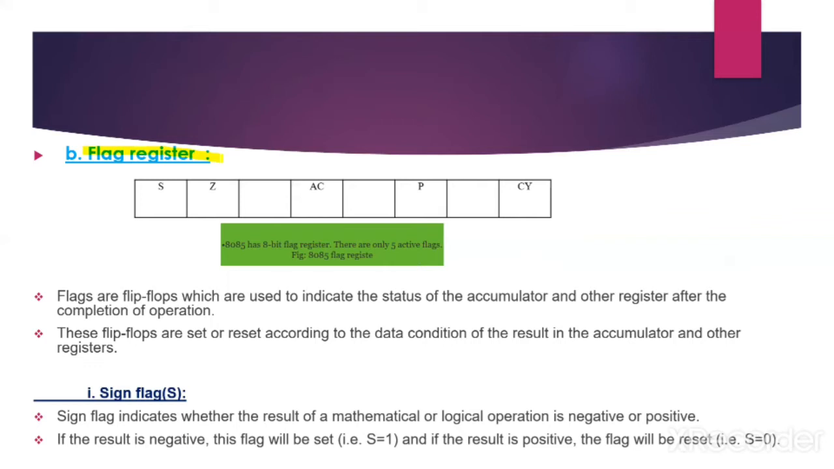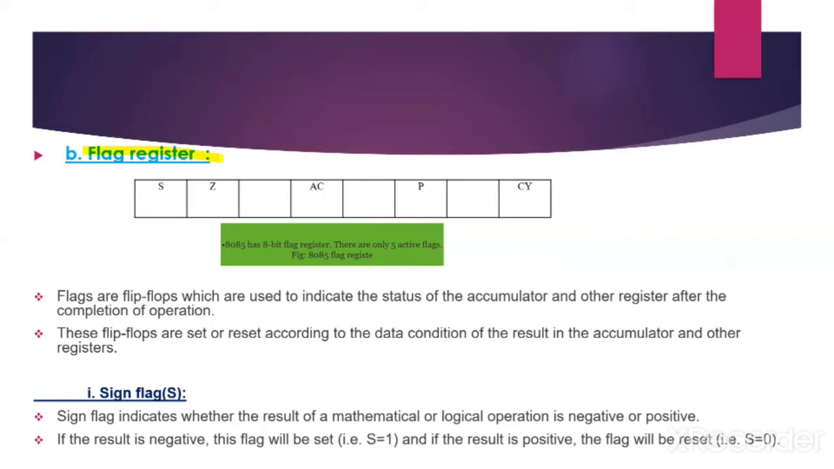Sign flag is reset. This means the result is unsigned, means positive. It has no sign, means its result is positive. If the result is negative, this flag is set to 1, S is equal to 1. And if the result is positive, then flag will be reset to 0, means S is equal to 0.